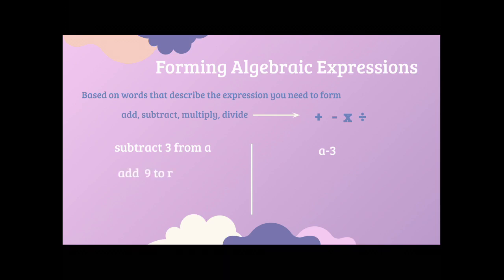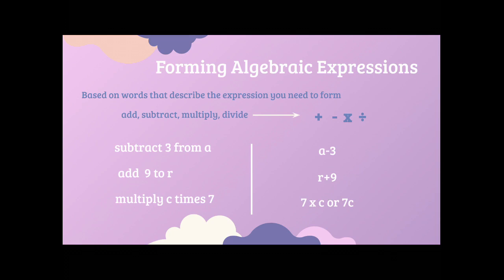Okay, add 9 to R. All this is R plus 9, or 9 plus R. It's the same thing. And now multiply C times 7. Well, it would just be 7 times C, or 7C. For multiplication, we can just put it as 7C, because that just means that you're going to multiply them together.